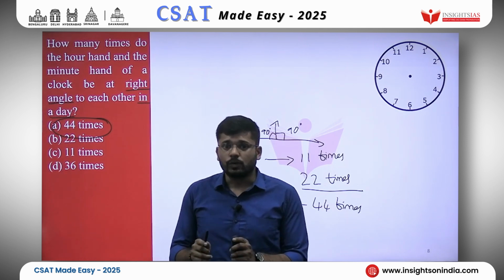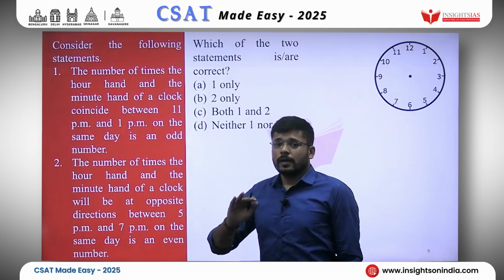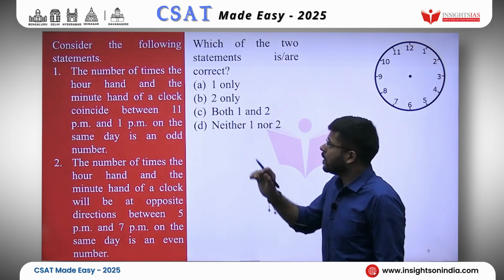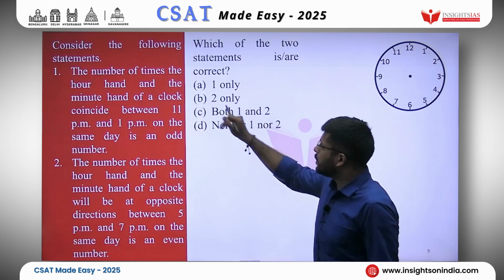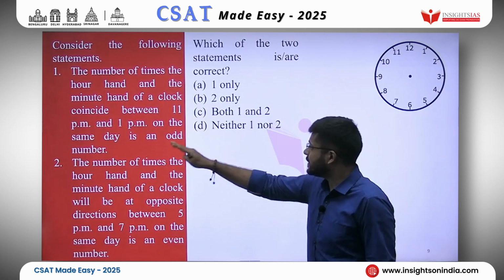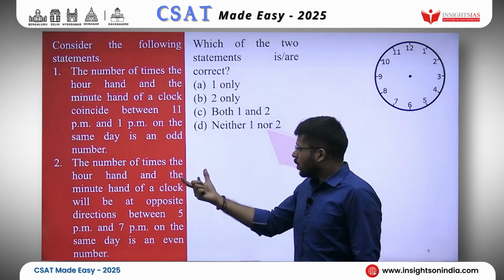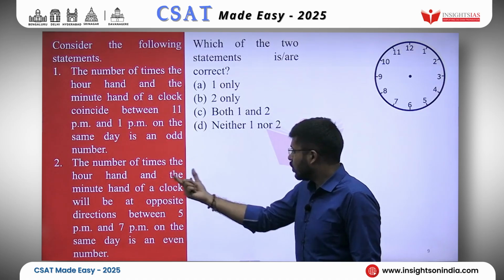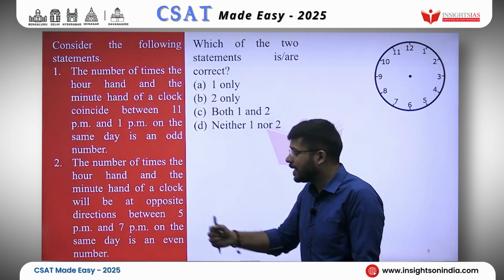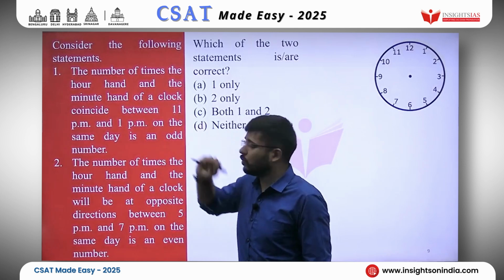Now, let's go to another question. Look at this one. Consider the following statements. Statement 1: The number of times the hour hand and the minute hand of a clock coincide between 11 p.m. and 1 p.m. on the same day is an odd number. Statement 2: The number of times the hour hand and the minute hand of a clock will be at opposite directions between 5 p.m. and 7 p.m. on the same day is an even number. Let's evaluate them one by one. Look at the first one.